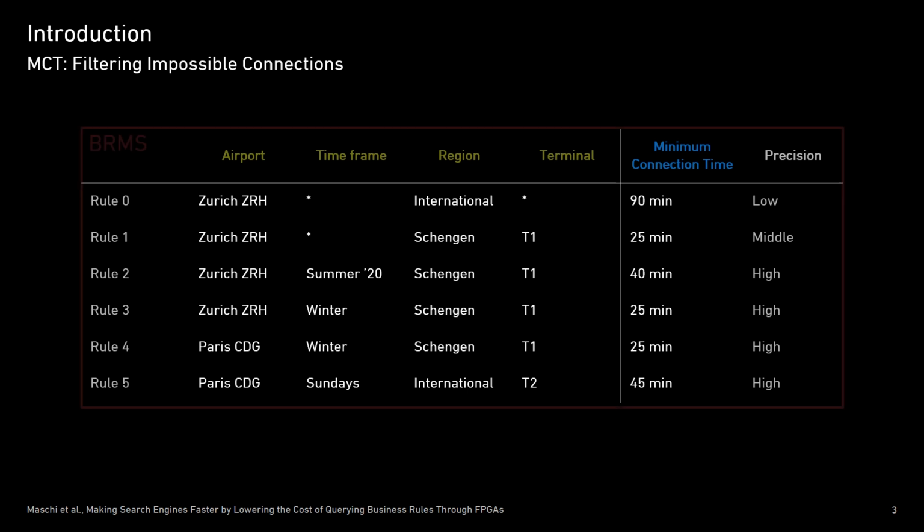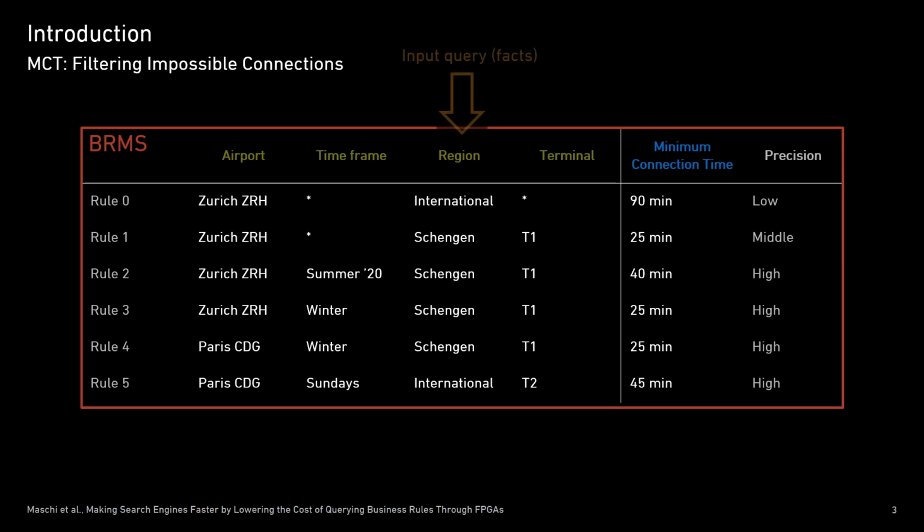Here we have the illustration of a classic business rule management system, where queries just state their predicate, and the result is based on the restrictions imposed by the rules. In this case, the minimum time allowed for a flight connection to be feasible.